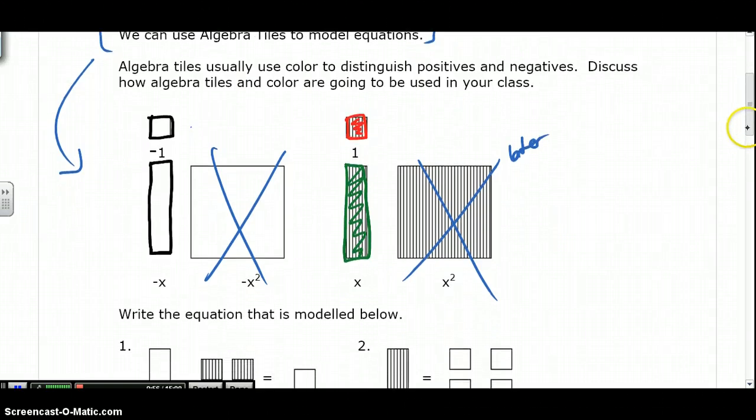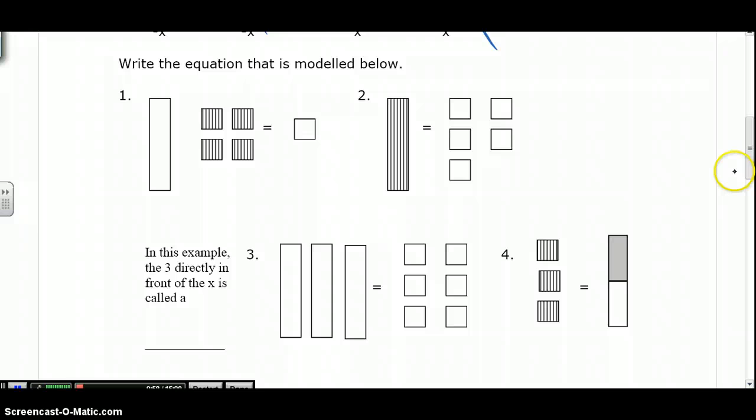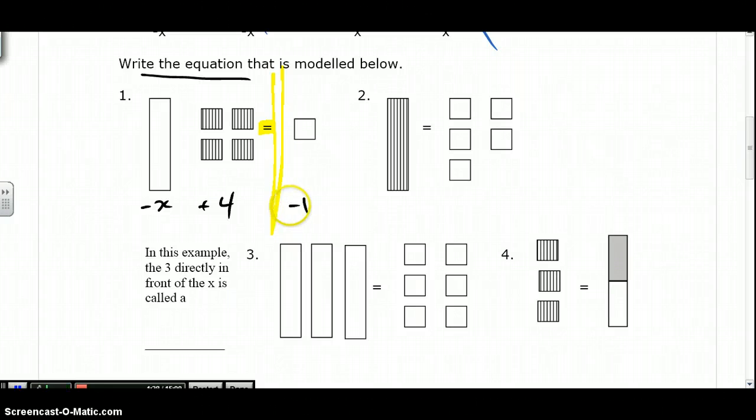So when we put these together, when we model equations, we don't add symbols. There's no plus or minus in the middle here. There's just blanks, right? We can show an equal sign, or sometimes we'll use a separate space for what's equal to what. In this case, we've got that negative x, and then we've got 4 positives. So we would call this plus 4. We could say that's a negative x, and that's positive 4. In this case, it's equal to negative 1.